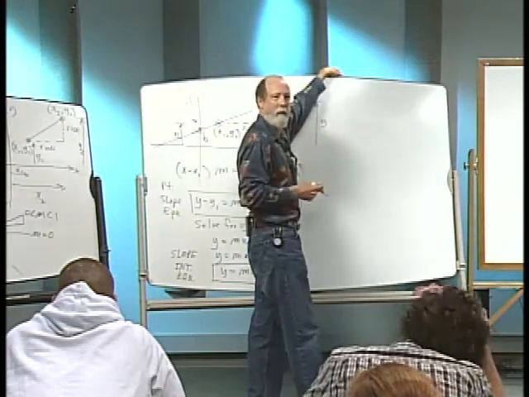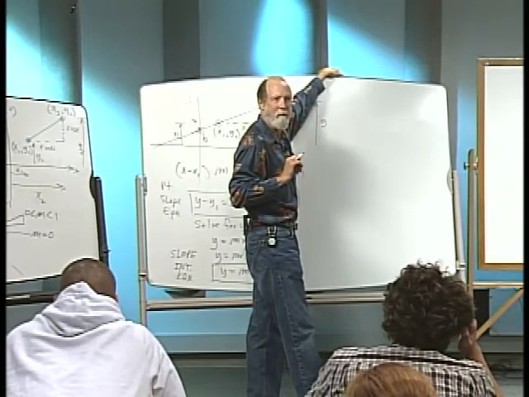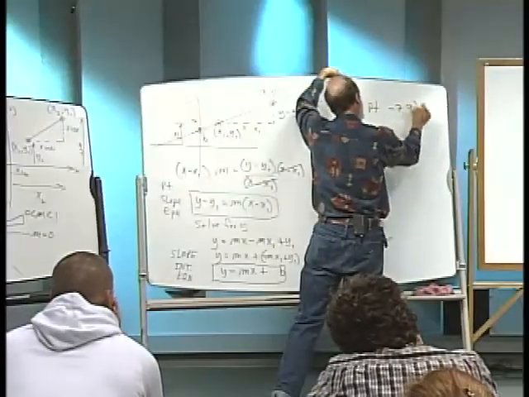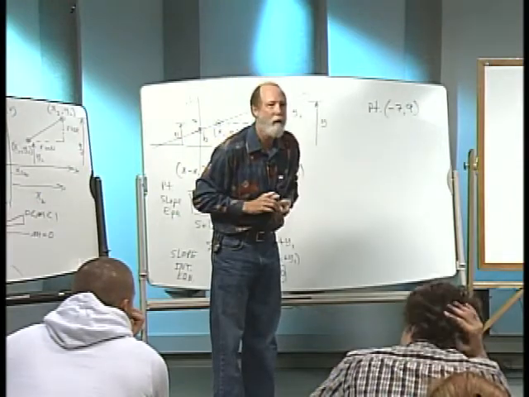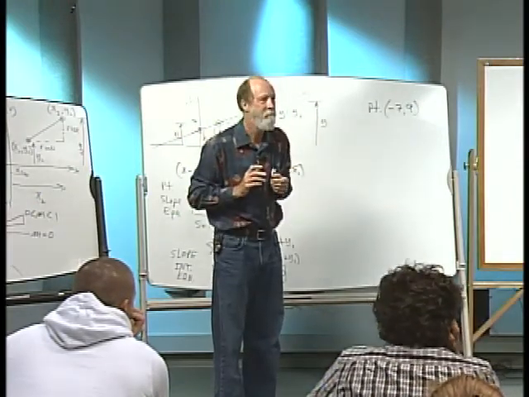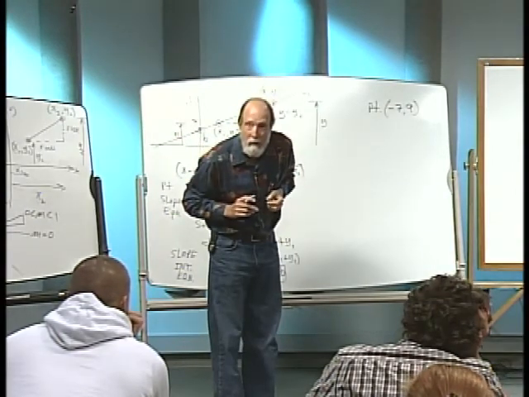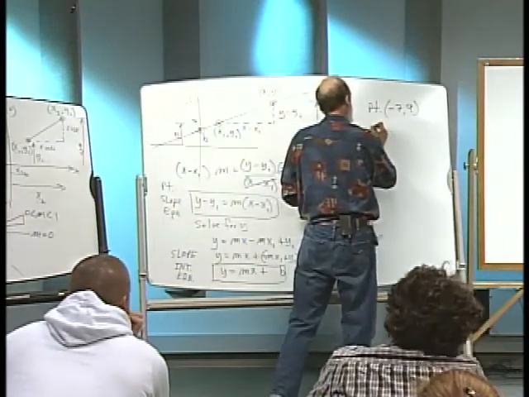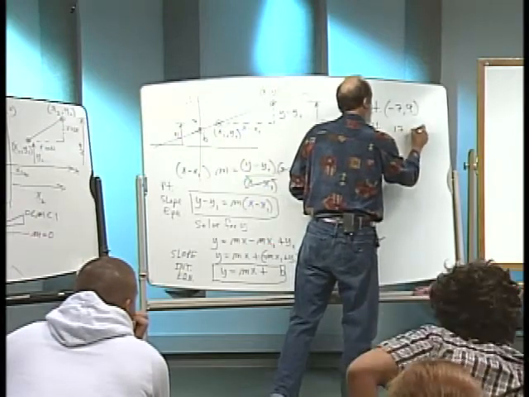Give me a point and make it interesting, not something boring. Negative 7, 9. Okay, so we have a point at negative 7 and 9. Somebody give me another point somewhere interesting. 17 and 2. I'm going to make it negative. 17, negative 2. Okay, we have a second point.